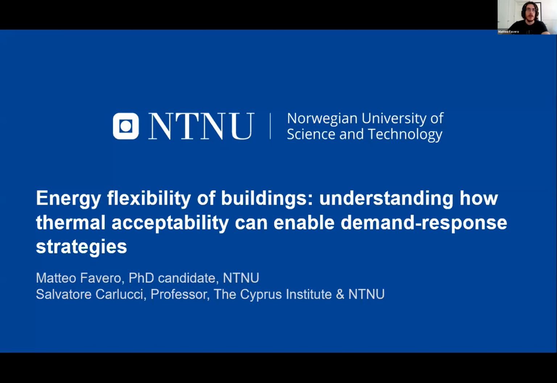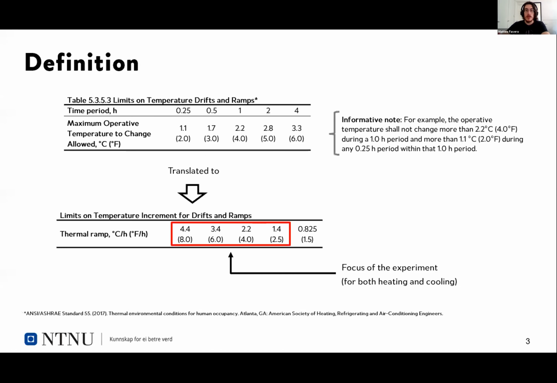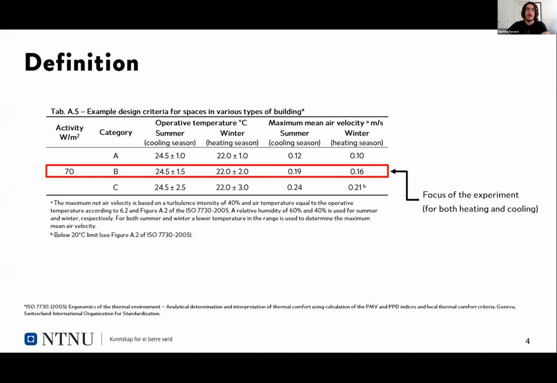Before proceeding with the description of the experiment, it's important to give some definitions. For example, in ISO 7730 and ASHRAE 55, they define ramps in the same way: a monotonic, non-cyclic change in operative temperature of an enclosed space. The difference between the two is in the limits. Since ASHRAE specifies more detailed limits, we'll use them as a reference for the ramp. As a starting condition, we select category B with an operative temperature of 22 degrees Celsius and a maximum mean air velocity of 0.16 meters per second.